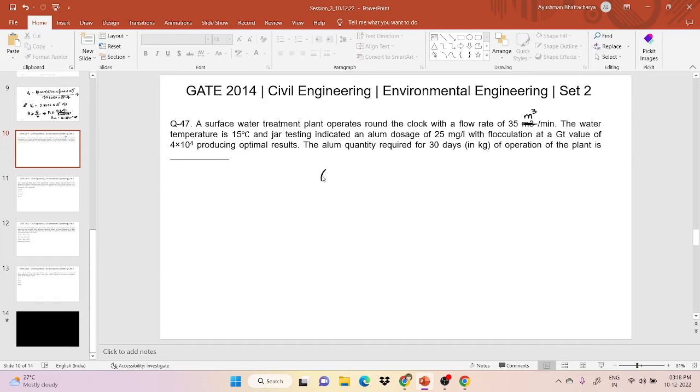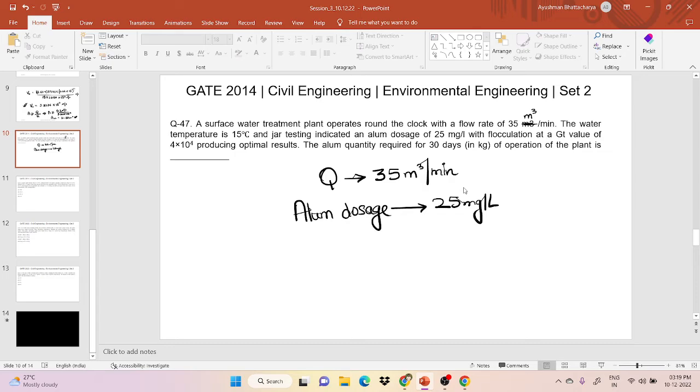So in this question basically first we will write the given data. The Q value they have given as 35 meter cube per minute. The water temperature is 15 degrees Celsius. Alum dosage is 25 milligram per liter with a flocculation at a GT value of 4 into 10 to the power 4. The alum quantity required for 30 days in kg operation of the plant is, okay.